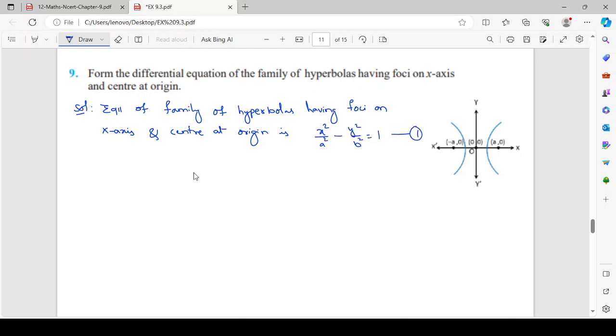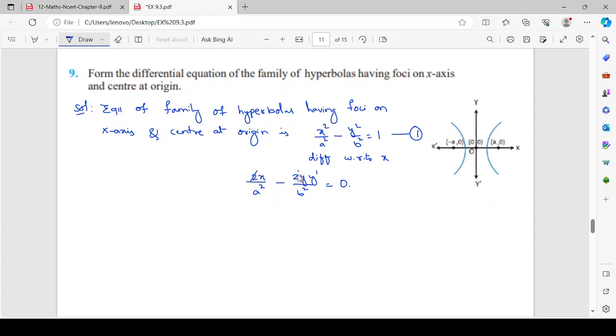Again, how many arbitrary constants are there? There are two arbitrary constants. So we have to differentiate it two times. So first time differentiating with respect to x. X square differentiation is 2x by a square minus 2y y dash by b square equal to 0.